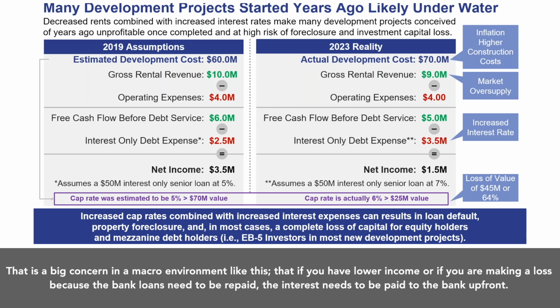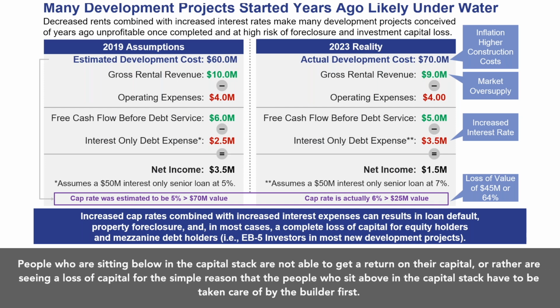That is a big concern in a macro environment like this. If you have lower income or if you are making a loss, because the bank loans need to be repaid and the interest needs to be paid to the bank up front, people who are sitting below in the capital stack are not able to get a return on their capital, or rather are seeing a loss of capital, for the simple reason that the people who sit above in the capital stack have to be taken care of by the builder first.